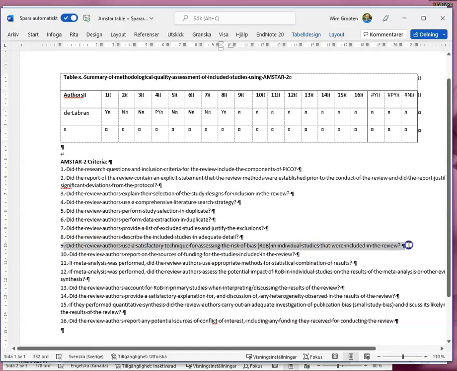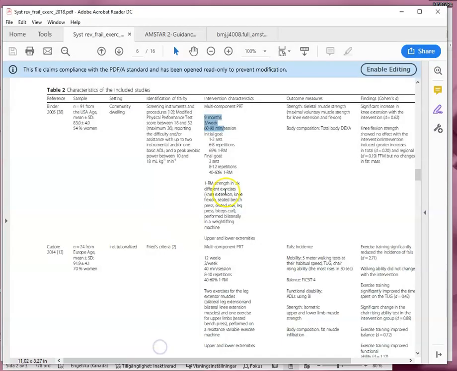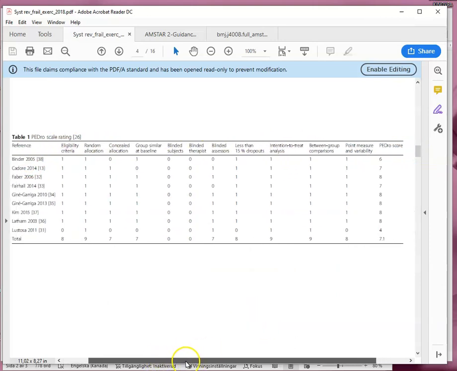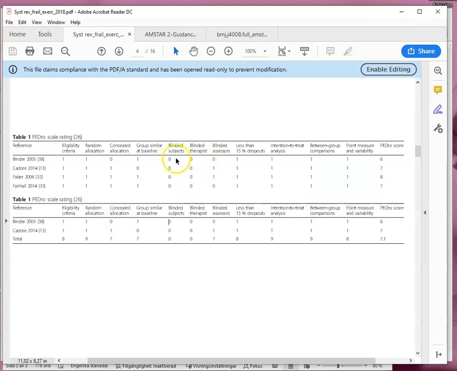This one: did the review authors use a satisfactory technique for assessing the risk of bias? Oh, I have seen it already. They use the PEDro scale, and they have a table on that PEDro scale. Here it is. The PEDro scale is about the different problems that could occur when you do a randomized controlled trial. Yeah, if the randomized allocation was concealed, groups similar at baseline, blinded, and of course it's very difficult to make people blind when doing exercises.